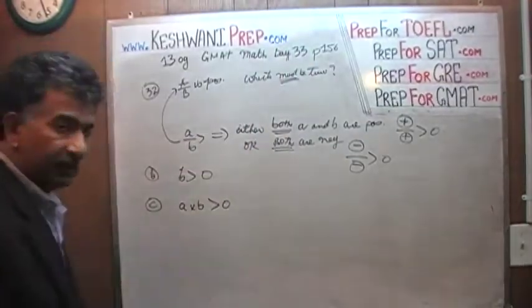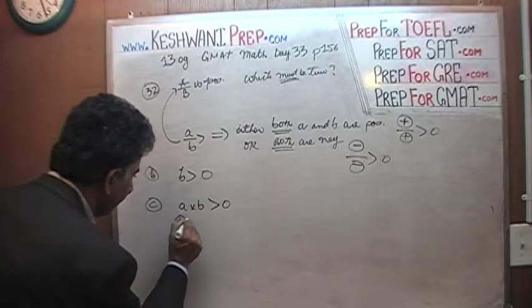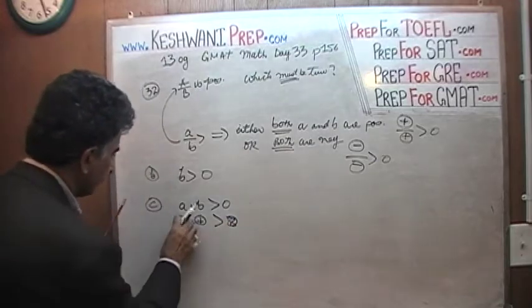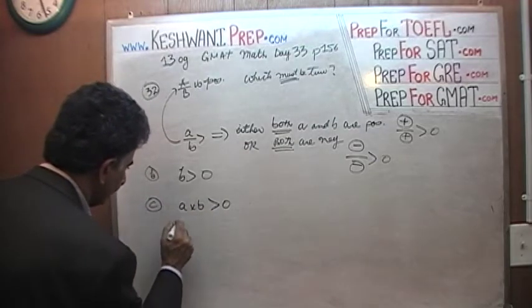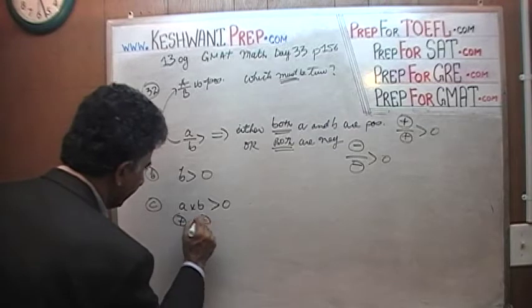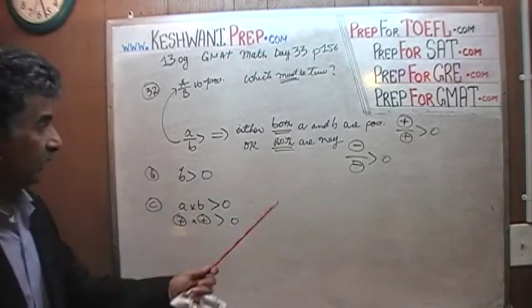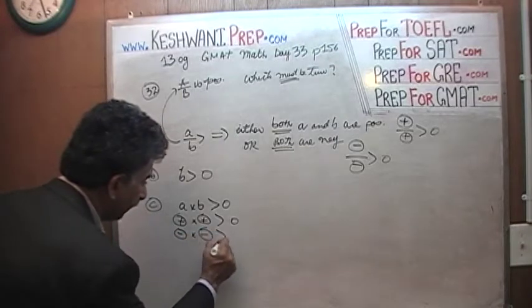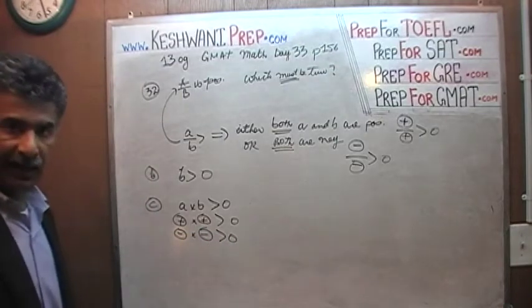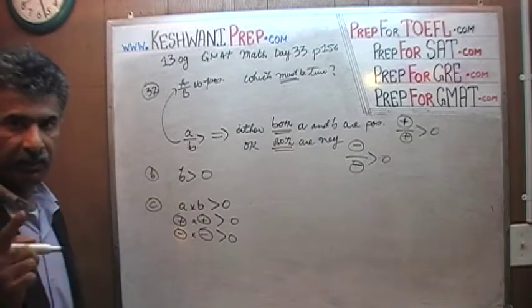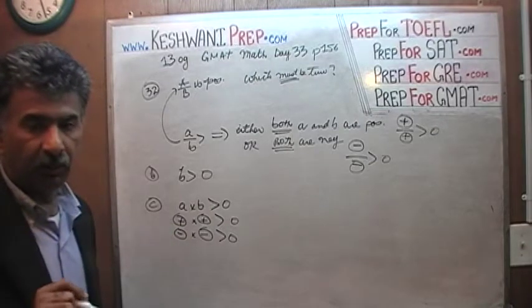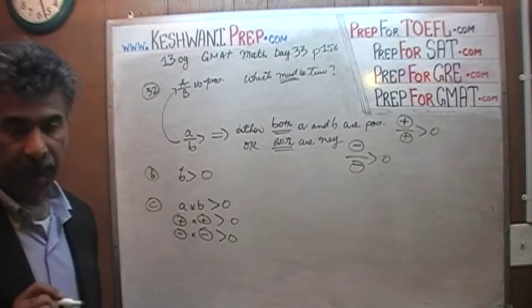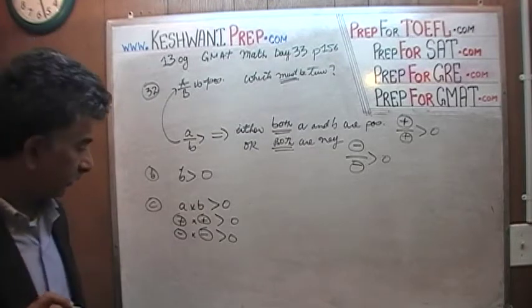Let's see what happens. If they are both positive, then positive times a positive would be positive. Or if it turns out that they are both negative, in that case also a negative times a negative would be positive. So in either scenario, if both A and B are positive, their product is going to be more than 0. If both A and B are negative, their product is again going to be positive, or greater than 0.